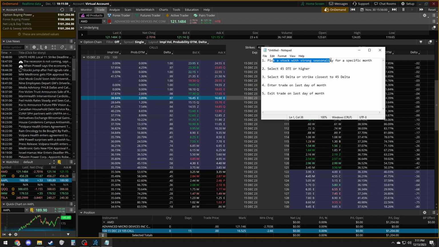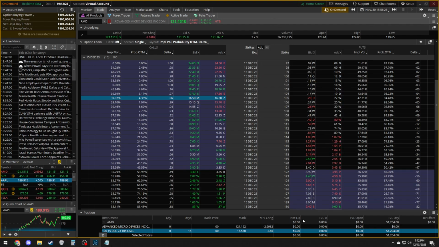So that's basically it, a very simple strategy. You're picking a stock that's seasonally strong for the month. You're selecting the 45 DTE or higher. You're selecting the 45 delta strike, or whichever strike is closest to 45 delta. And then you're going to enter the trade on the last day of the month. So in this case, it was October 31st. And then I'm going to exit the trade on the last day of the month, November 30th. So I'm holding the trade for the entire month of November. And that's it. And you profit.